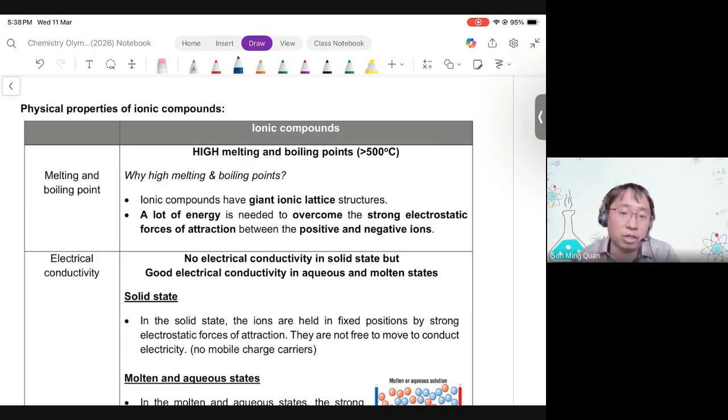So why is it that the melting point is so high for an ionic compound? Ionic compounds have high melting points because a lot of energy is needed to overcome the strong electrostatic forces of attraction between the positive and negative ions. All right. So this links back to KPT, right? In order to melt or boil something, energy is taken in to overcome the forces of attraction between particles. In this case, it's ionic compound. So these forces are strong electrostatic forces of attraction. Okay.